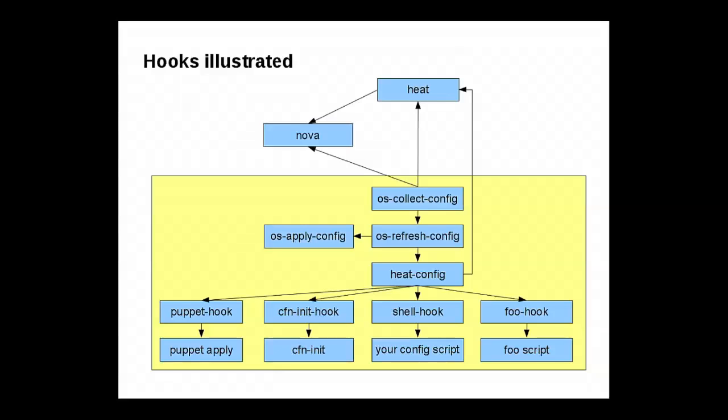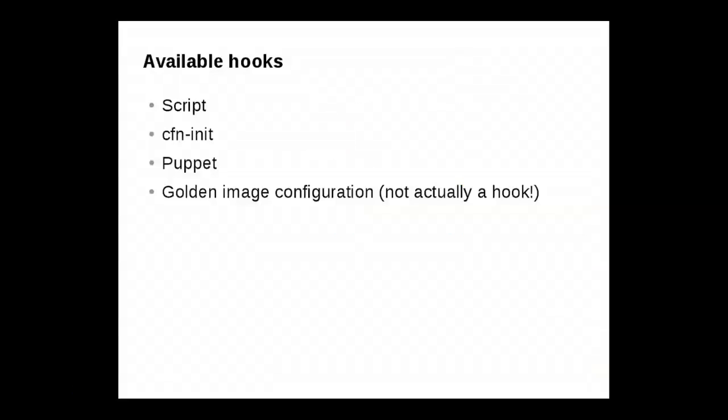So it looks complex, but every single box, apart from Nova and Heat, is tiny, really. They're very small focus tools. Or not even tools, they're scripts. So the hooks that are available, I've already shown you examples of them all. Script, cfn-init, puppet, and golden image, which isn't actually a hook.